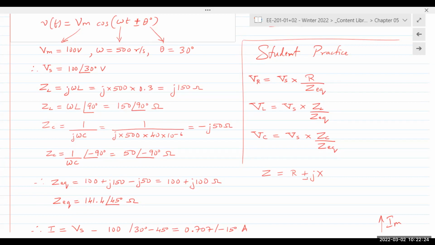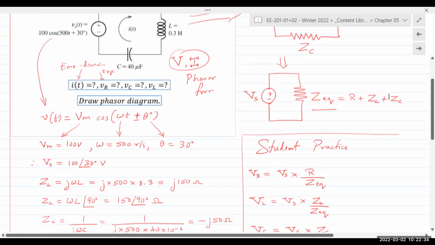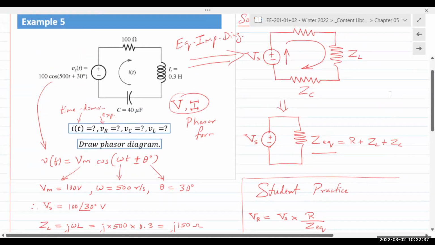Now, I'm going to convert it to polar quantity because the next mathematical operation I need to do is division. If you look at the circuit, I have ZEQ, I have voltage, I have impedance, and I need to find I. What comes to mind?